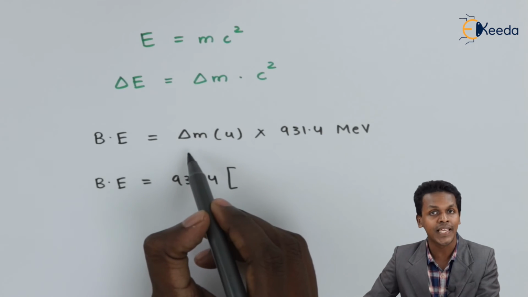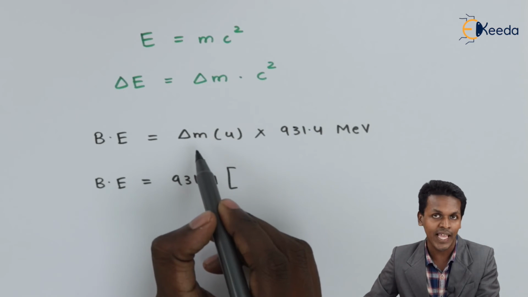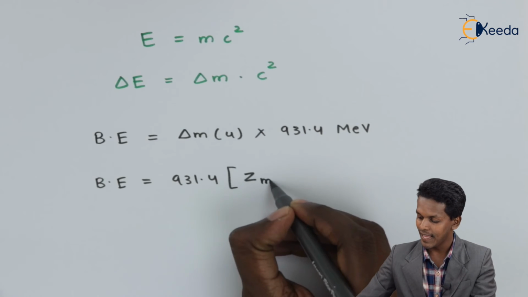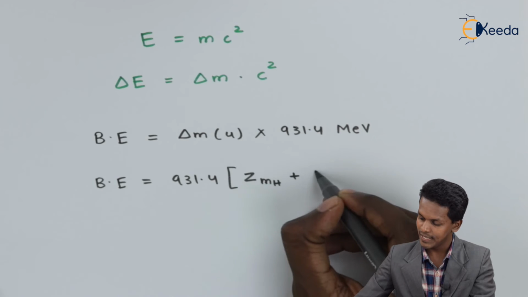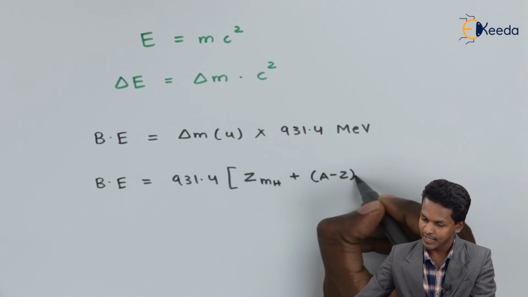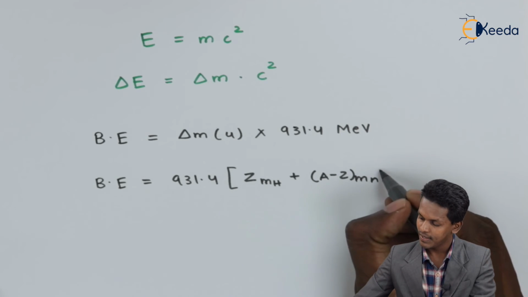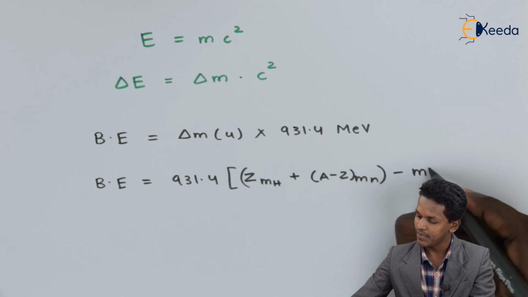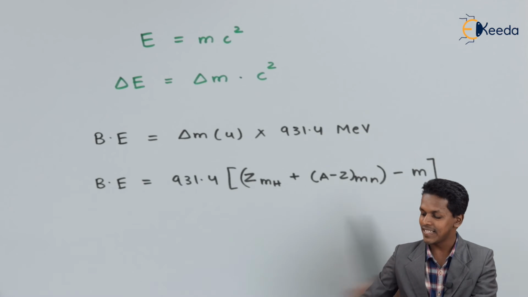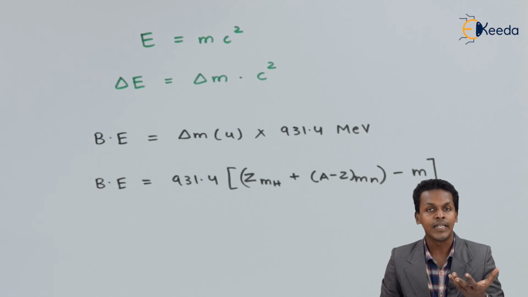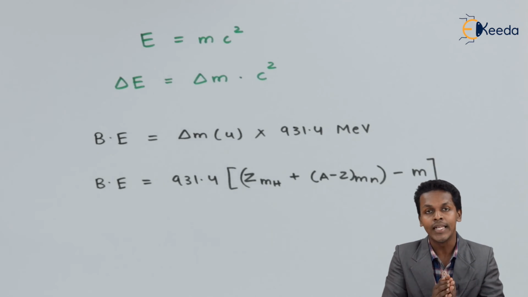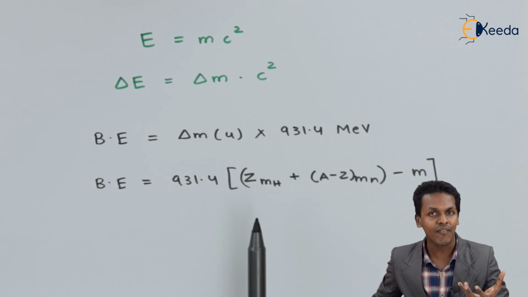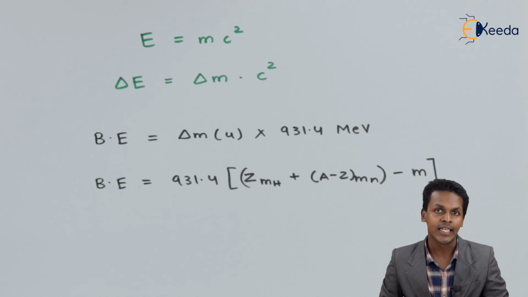times the value of delta M which we have calculated, and for that we have ZMH plus A minus Z Mn minus M. Therefore this is nothing but the binding energy, that is the energy required to hold the nucleons, but this is the overall binding energy that we have calculated for the particular nuclide.